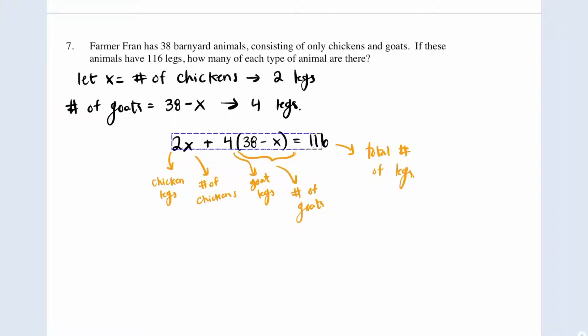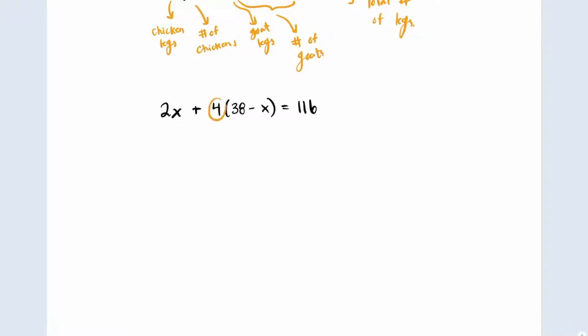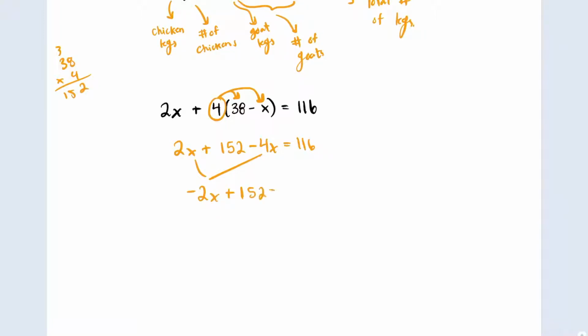So let me go ahead and copy this. Copy, paste, there we go. Let's go ahead and solve it. So again, I see a number floating outside of parentheses, so I'm going to use my distributive property. I'm going to bring everything down first. So 2x plus 4 times 38, that's 152, plus 152, minus 4 times x is 4x, and that is equal to 116. Let's go ahead and combine like terms. What is 2x minus 4x? Hopefully you said negative 2x plus 152, and that should be equal to 116.